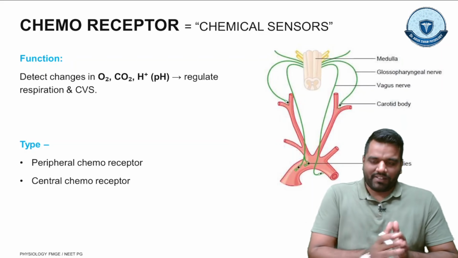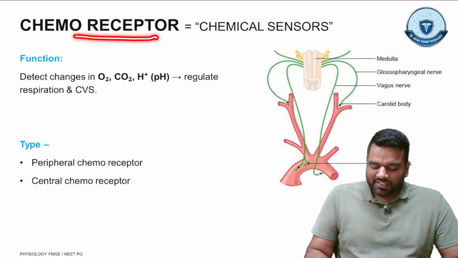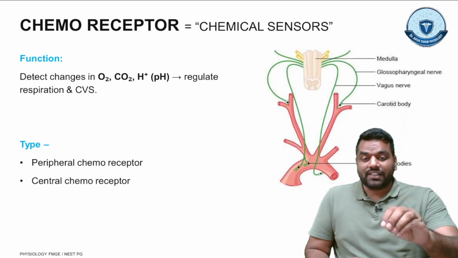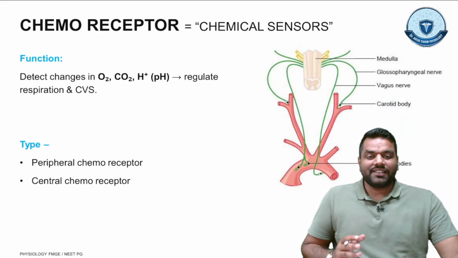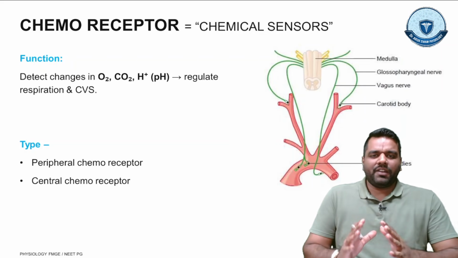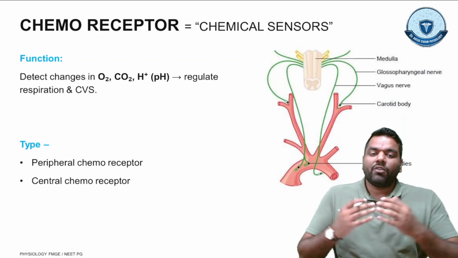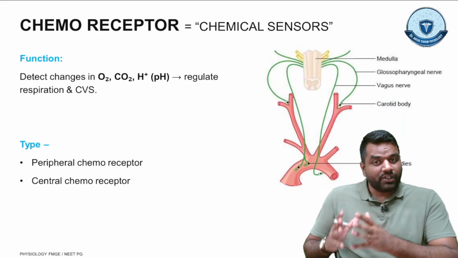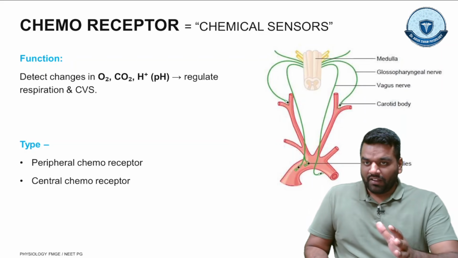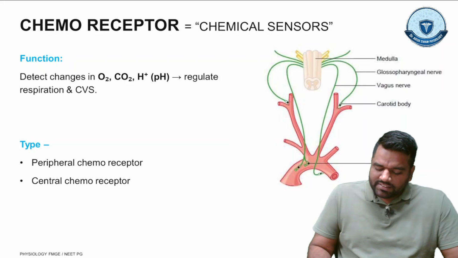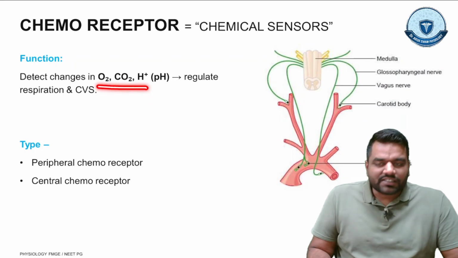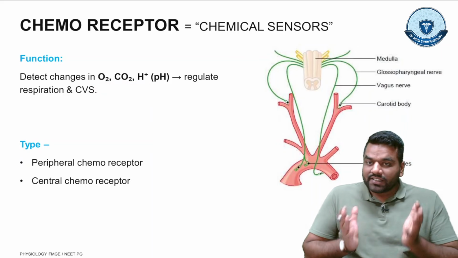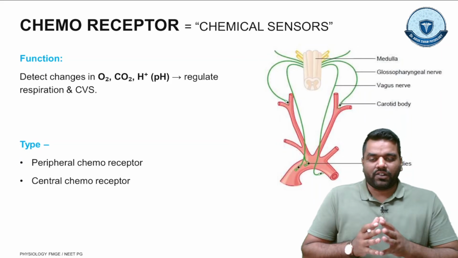Guys, the chemoreceptor is actually a chemical sensor. It is just a sensor, like the sensor we have in our mobile. In the same way, these sensors are present in our body, and they regulate things inside our body. So the chemoreceptor is basically the chemical sensor. Now, what is the function? It detects changes in oxygen, CO2 and hydrogen, and it regulates respiration and the CVS. How it regulates the CVS and respiration, we will see further.